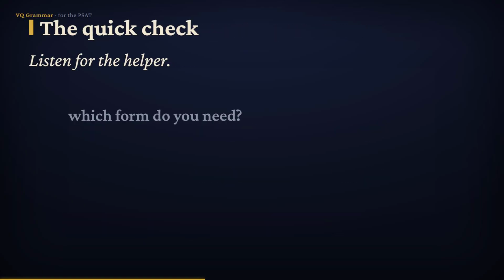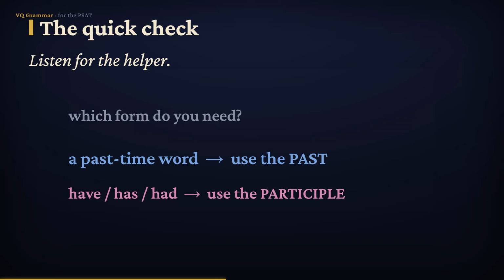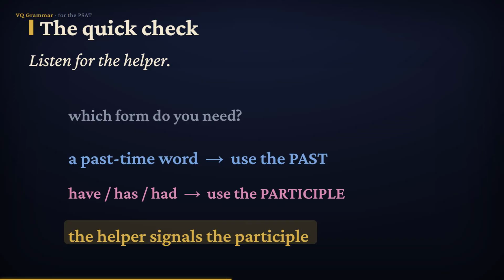So how do you pick the right form? Listen for the helper. If there's a past time word, like yesterday, and no helping verb, you want the plain past form. But if you see have, has, or had in front, that's your signal to use the past participle. The helper signals the participle. Keep that in your ear, and let's try a few.